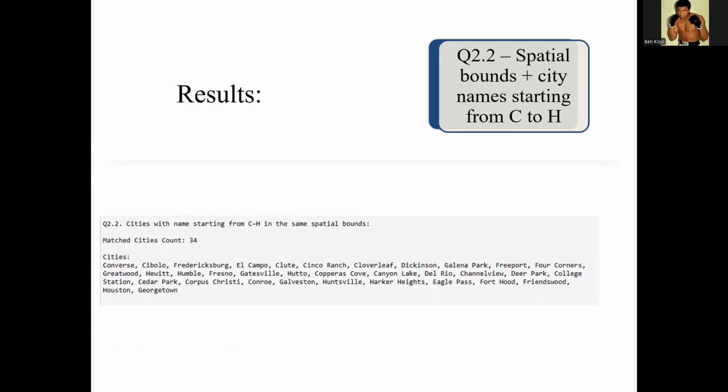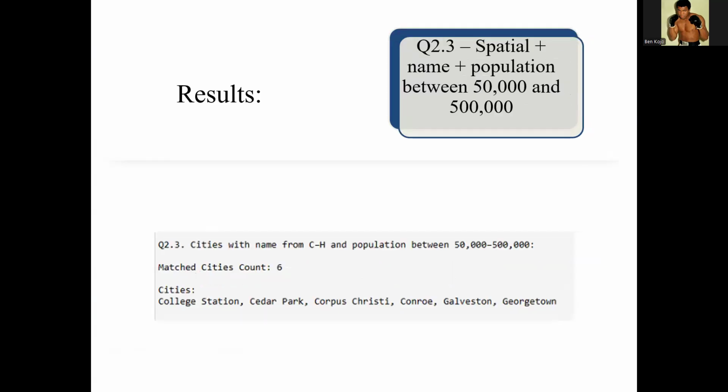The second query had to do with the spatial bounds plus the city name, which starts from C to H, and in total I got 34 cities that matched. The third query, the latitude and longitude plus the name plus population between 50,000 and 500,000, matched 6 cities in total. These cities included College Station and Corpus Christi.